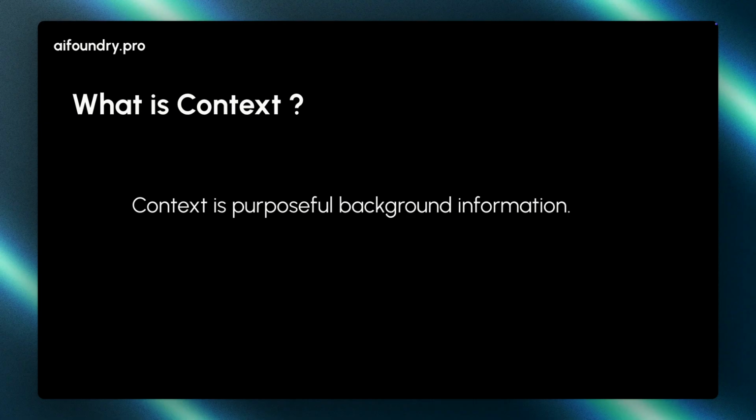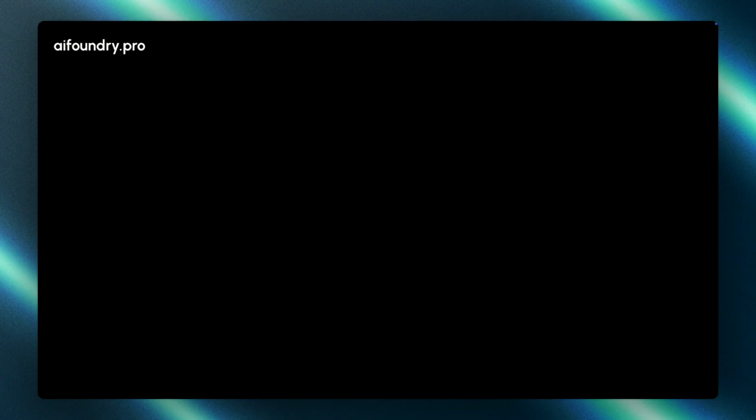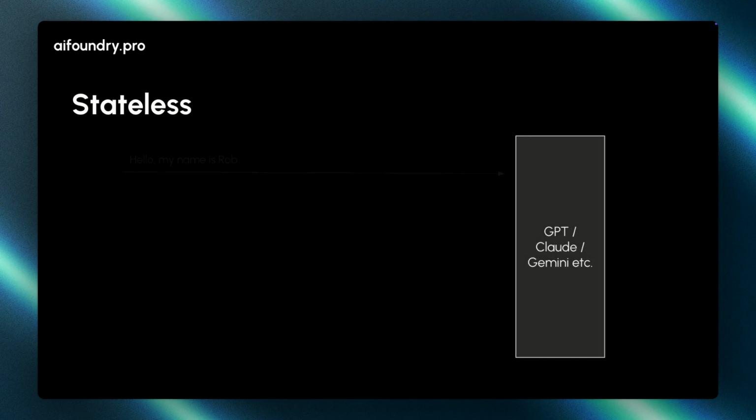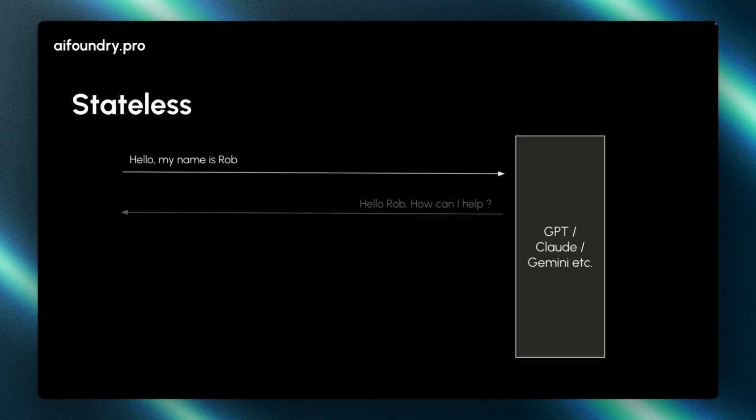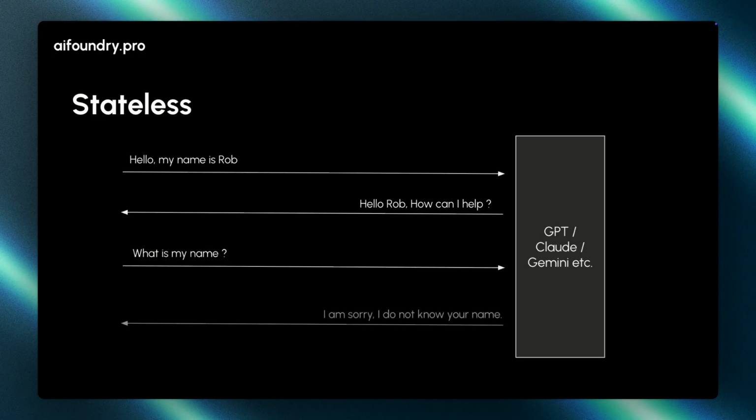Before proceeding forward, it's important to understand that AI by default is stateless. That means by default your AI does not maintain any context. What does that mean? Look at this conversation. You say, "Hello, my name is Rob." AI responds, "Hello, Rob, how can I help?" Great, it knows your name, but then you ask, "What is my name?" AI says, "I am sorry, I do not know your name." What? You just told it. This is stateless. AI doesn't retain information between interactions. Each message is processed independently, with no memory of what came before.